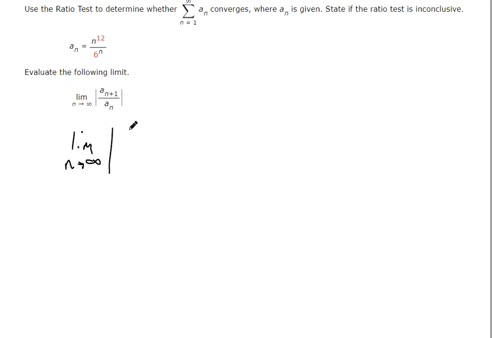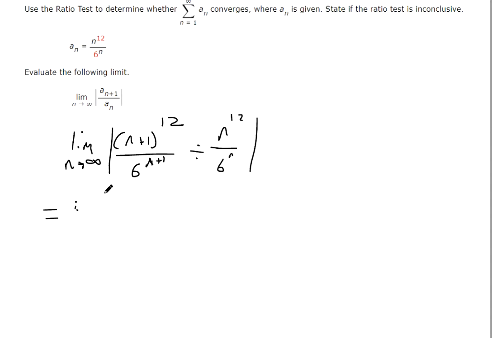I'm evaluating the absolute value of (n plus 1) to the 12th power over 6 to the n plus 1, divided by a sub n, which is n to the 12th power over 6 to the n. I'm going to drop the limit for just a second because it's hard to write. We'll flip and multiply the second fraction.